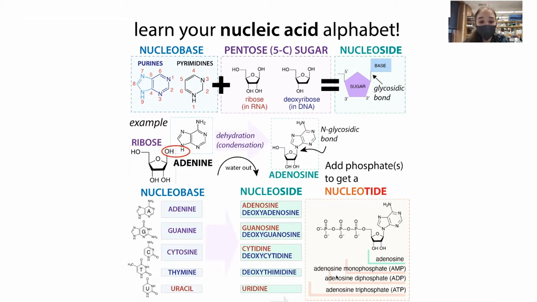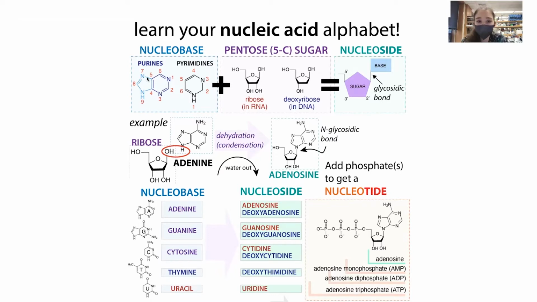Things get kind of confusing though, in that when we name them, we can add different numbers of phosphates. If we add 1, we get a monophosphate, 2, a diphosphate, 3, a triphosphate. But we're going to refer to them as a nucleoside triphosphate, because it would be redundant if we said nucleotide triphosphate.